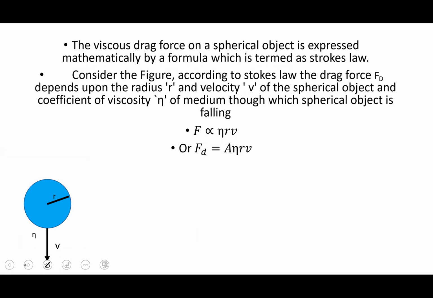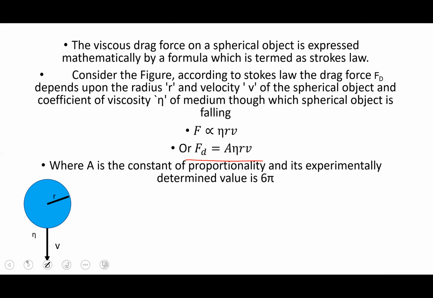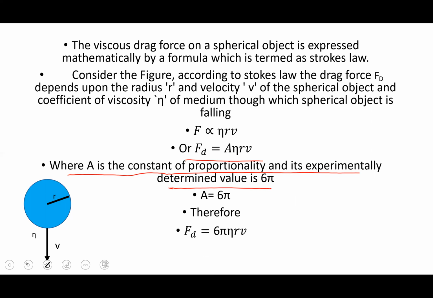If we put in a constant A, then Fd, the drag force, is equal to A eta r v, where A is the constant of proportionality, experimentally determined as 6 pi. A is equal to 6 pi, therefore putting the value of 6 pi in the equation, we get Fd is equal to 6 pi eta r v, which is known as Stokes' law.